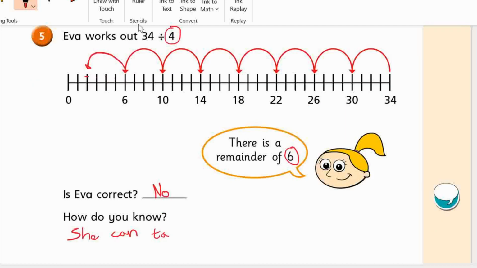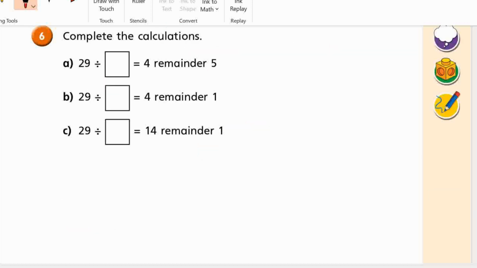Take another 4. Okay? Or the other reason is you could say the remainder cannot be larger than the number you're dividing by. So 6 is larger than 4. That's not possible. Okay, if you're dividing by 4, the remainder can only be 3, 2, or 1.